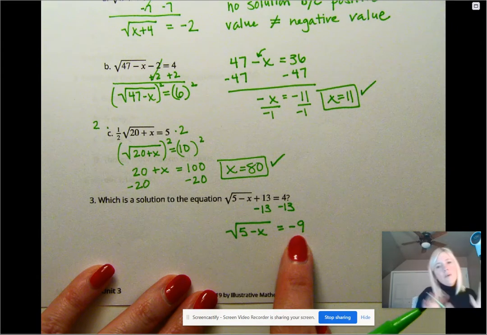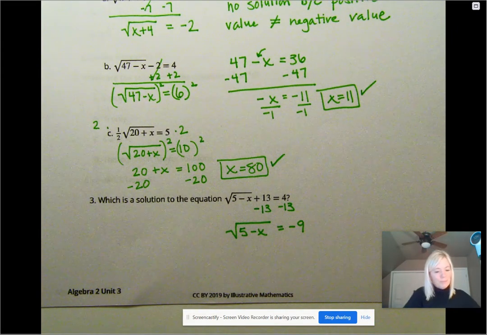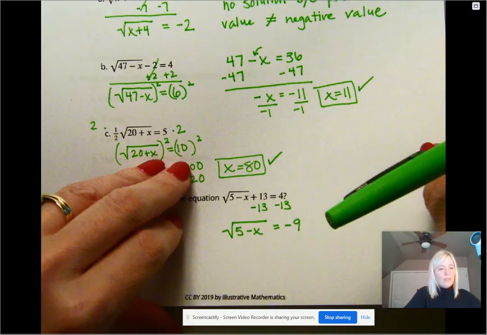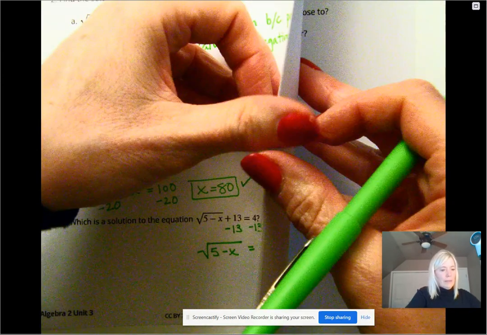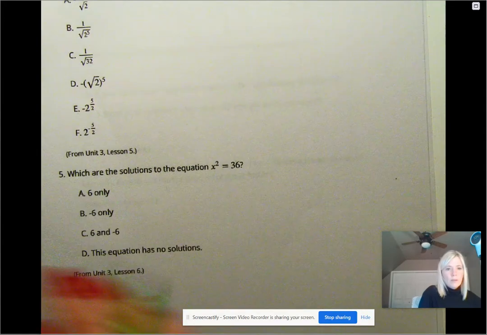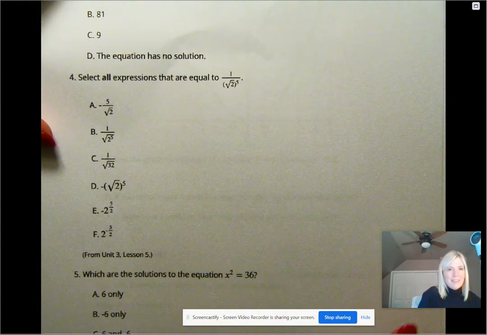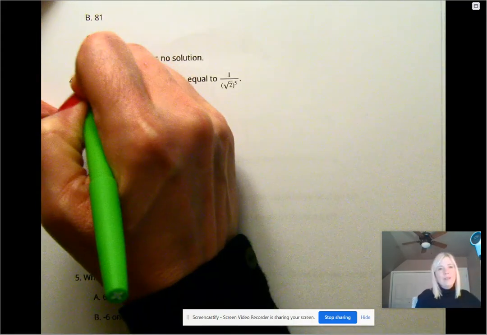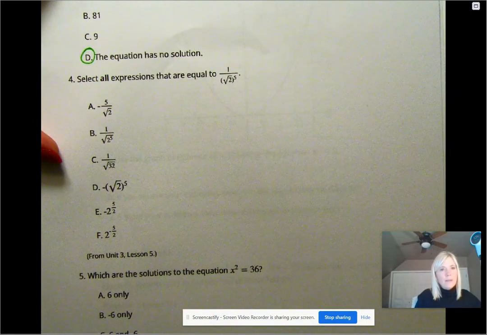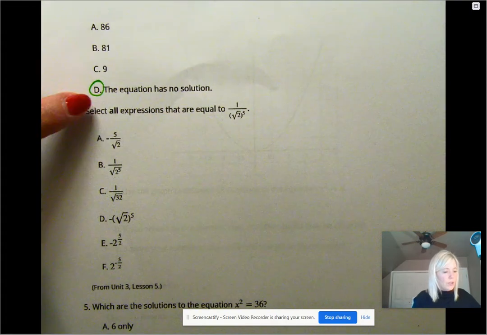So I'm going to go ahead and say right here, final answer, no solution, which is option D. The equation has no solution. Whew. Let me get that under the camera. There we go. The equation has no solution. All right, so I'm not even going to mess with any of those other options they're trying to tell me it could be. There's no solution.